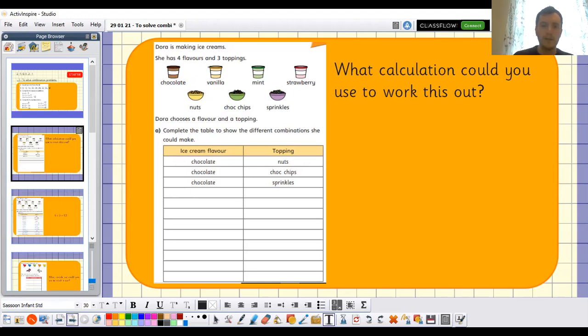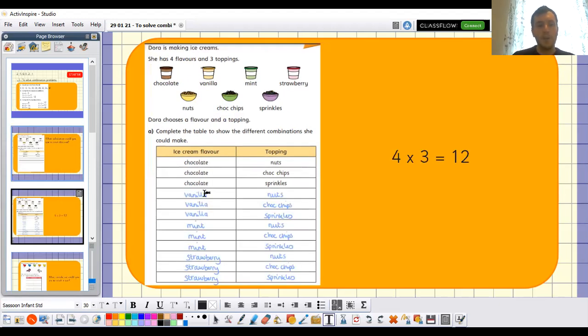I have completed my table. I won't read them all out, but you can see I did all of the toppings for chocolate first, then all of the toppings for vanilla, all of the toppings for mint, all of the toppings for strawberry. And the quicker way to work that out is just by doing 4, because there are 4 flavours, times 3, because there are 3 toppings, which gives you 12 possible combinations. Well done if you worked that one out.